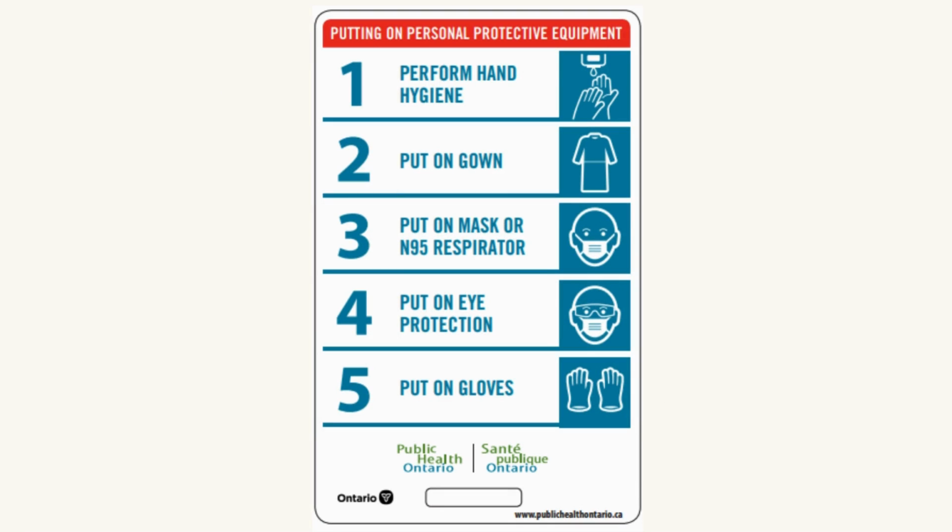So here is the PHO, Public Health Ontario, lanyard card for putting on your PPE when you're not already using any. So these are the steps under that regular title that we just saw. If you are wearing anything already, you just skip it and go to the next step.